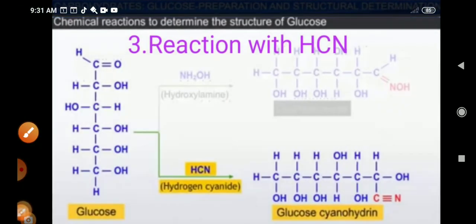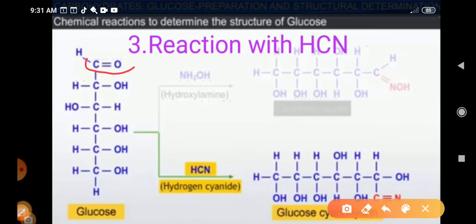Now let us check the next reaction, with HCN. Here also, in the product formed, the C double bond O is changed into C triple bond N, that means a cyanide group. This reaction also shows the presence of a carbonyl group in the structure of glucose. So these two evidences, the reaction with hydroxylamine and the reaction with HCN, show the presence of a carbonyl group in the structure of glucose.